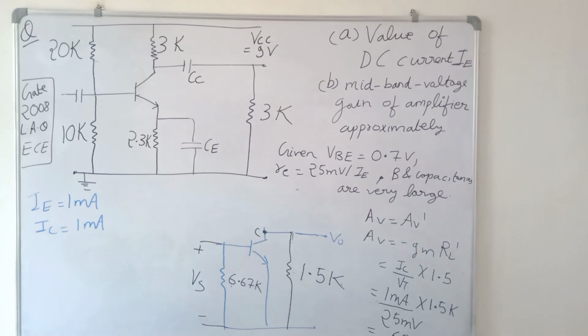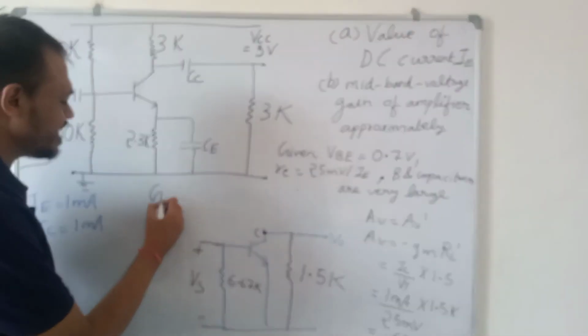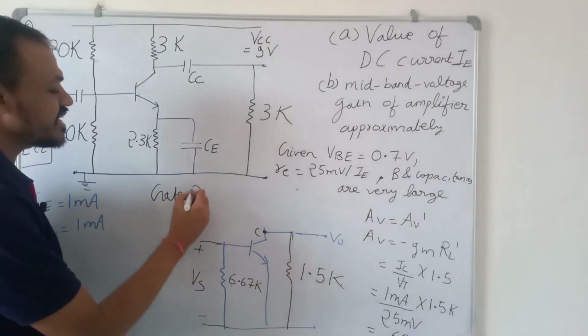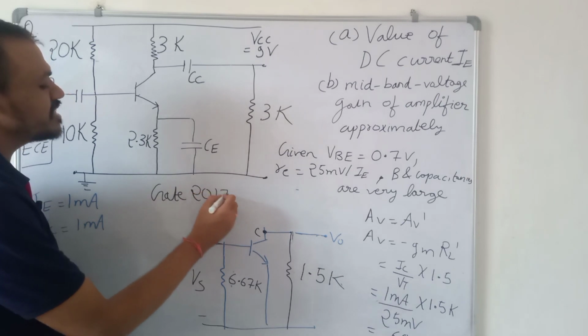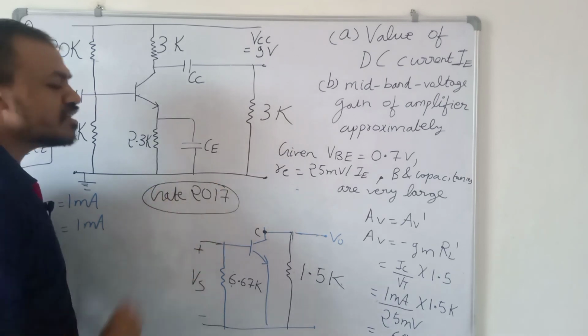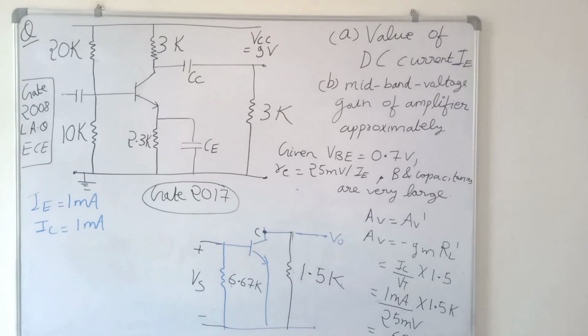Now the GATE 2017 question was exactly based on this. The circuit was also the same, only the values were changed. So if you follow these steps, then you can solve the GATE 2017 question as well. And I will also solve that question and give the link in the description box of this video.